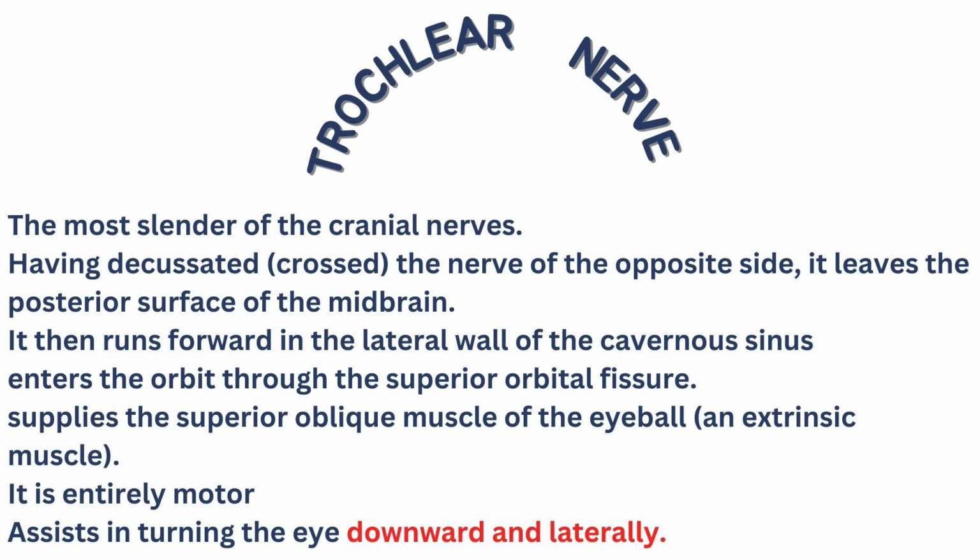The trochlear nerve is the fourth cranial nerve and is the most slender of the cranial nerves. Having crossed the nerve of the opposite side, it leaves the posterior surface of the midbrain. It also runs like the oculomotor nerve in the lateral wall of the cavernous sinus and enters the orbit through the superior orbital fissure, and it supplies the superior oblique muscle. The mnemonic to remember this is SO4. It is entirely motor and it assists in turning the eye downward and laterally.